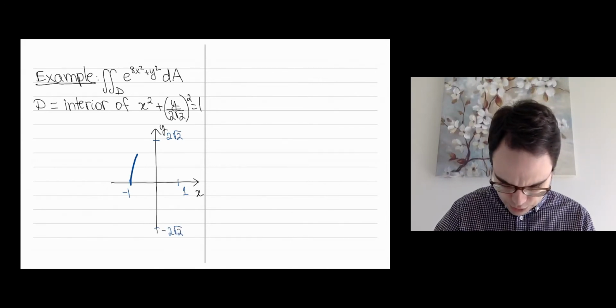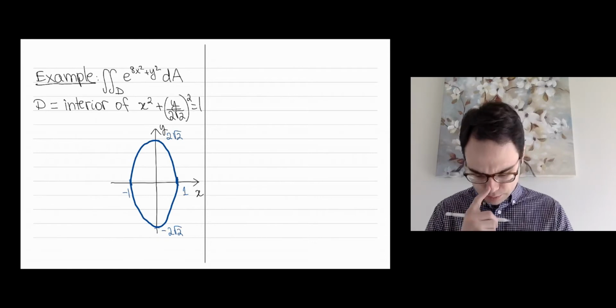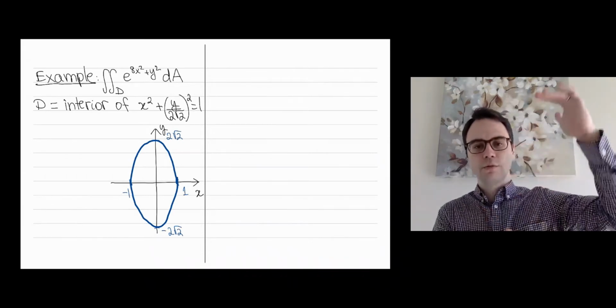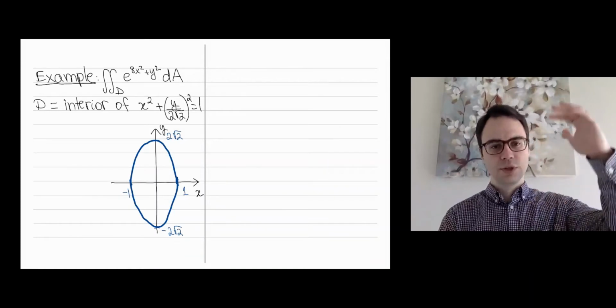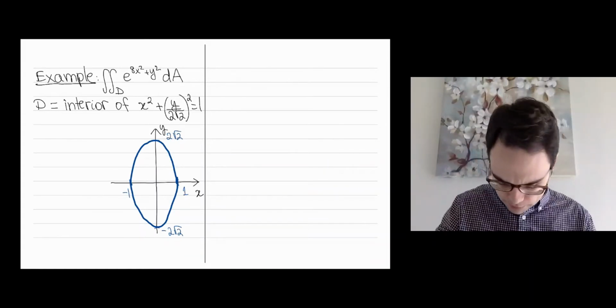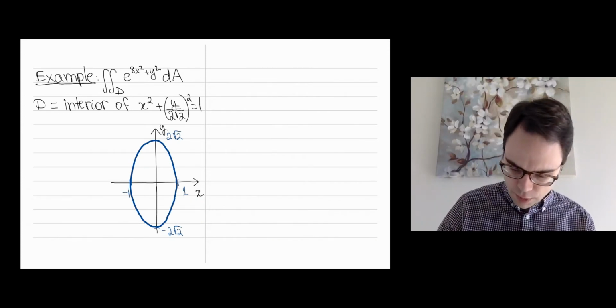And our ellipse is this. Our region of integration looks like this. It's stretched vertically, so this ellipse is taller than it is wide. Let me try to improve this picture. Nice. I like nice pictures. Okay.